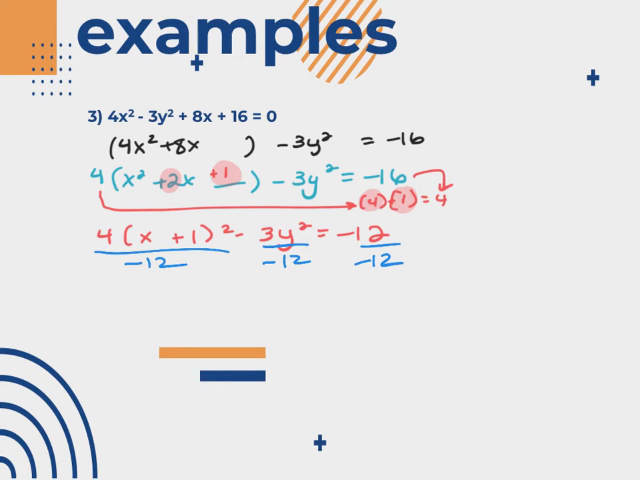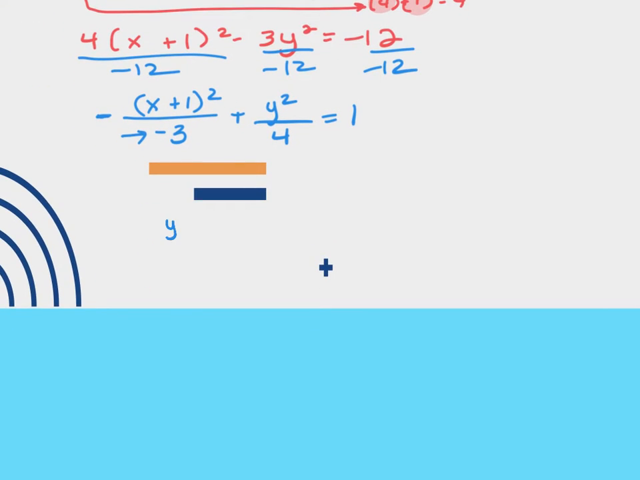So then this becomes an x plus 1 squared. It would be over -3. And this becomes a positive y squared over 4 equals 1. So to put this in standard form, this negative on the bottom here actually should go out front. And I should be doing y squared over 4 minus x plus 1 squared over 3.